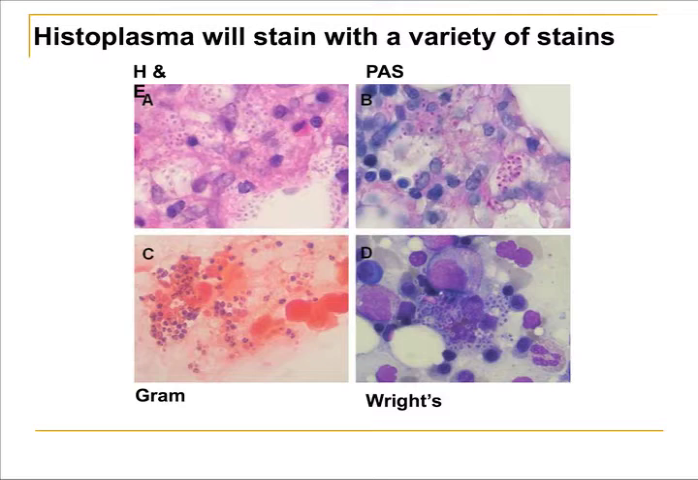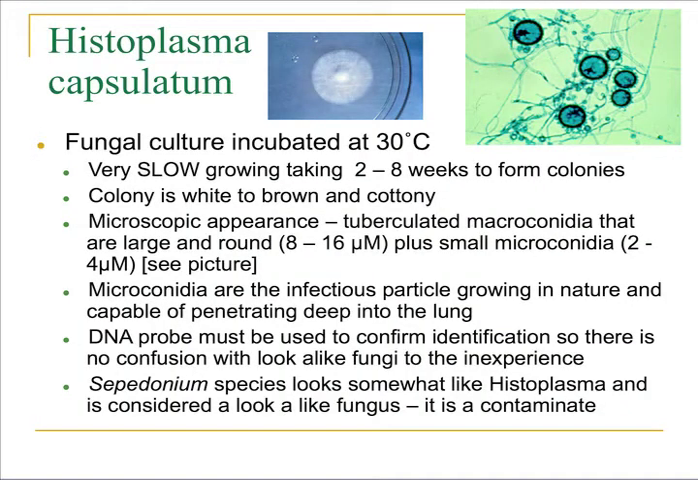Antibody tests are available, but they've been very much replaced by the antigen detection in urine specimens. On the next slide, we start talking about what the organism looks like in fungal culture. Histoplasma capsulatum grows very slowly at 30 degrees centigrade. Sometimes it can take 2 to even up to 8 weeks to get a visible colony.